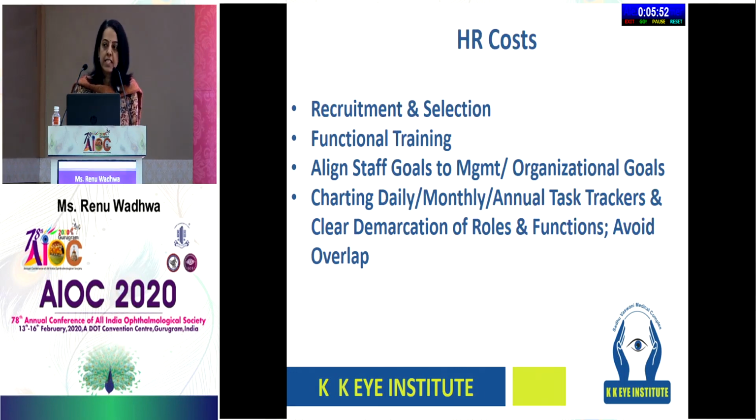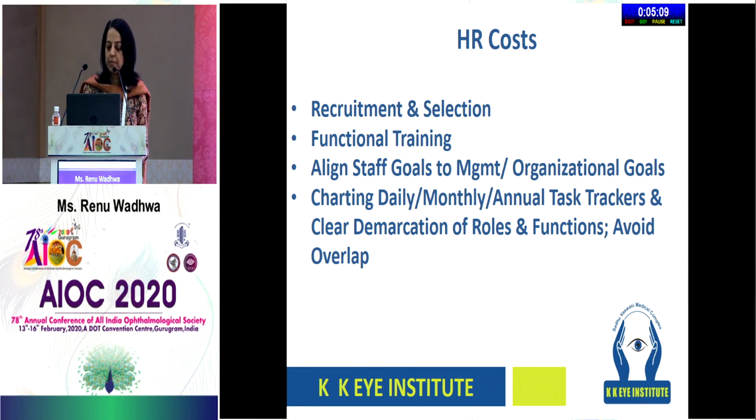HR costs play a very significant role, a very big expense in the P&L of any organization. So we really need to start right. Like in the earlier session, we had these tests for the patients. There are a lot of psychometric tests that we do for employees while hiring them. So we start right by hiring a good culture fitting into the culture of your organization, as well as, of course, competence. Functional training at the start equips them to perform efficiently earlier on in the date of joining. Aligning staff goals to management and organizational goals is really important, because then there's no scattered effect.